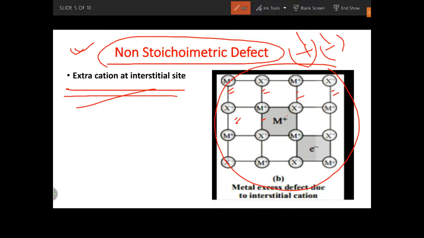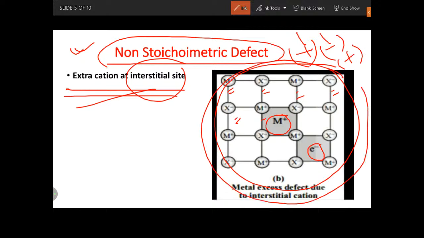But if you see properly here, m plus 1 extra is present in this interstitial site. And in order to maintain the electrical neutrality, one electron also has to be present. Why? Because in this crystal, if the positive is more, then this crystal will become positive. So in order to make this crystal neutral, you need one electron. Am I clear? This is known as non-stoichiometric defect, where there is extra cation at interstitial site.